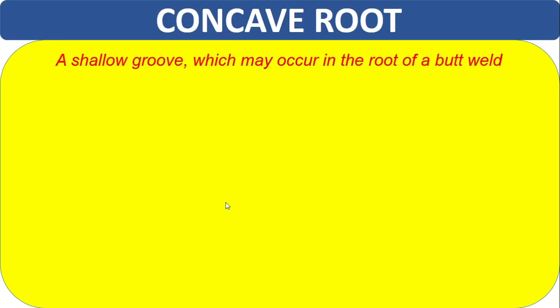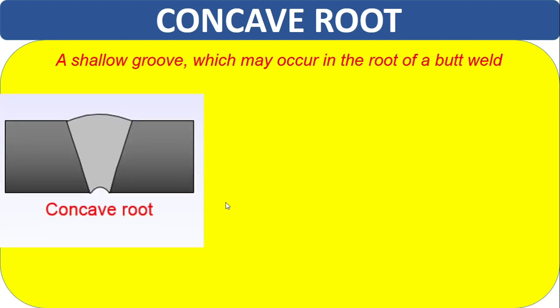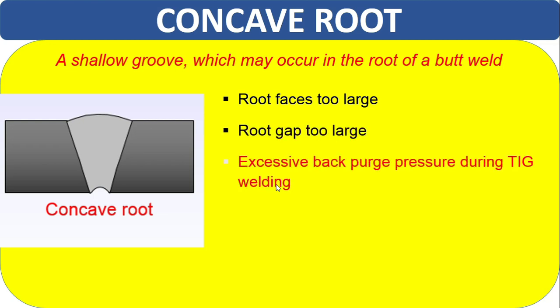Now, concave root. What is concave root? A shallow groove which may occur in the root of a butt weld. You see how the root comes, like that after finishing the weld. So you have to know why it comes. Root faces too large. If the root face is too large, not as per the WPS or the drawing, the concave root will appear there. Root gap too large, root face too large. These things can happen.